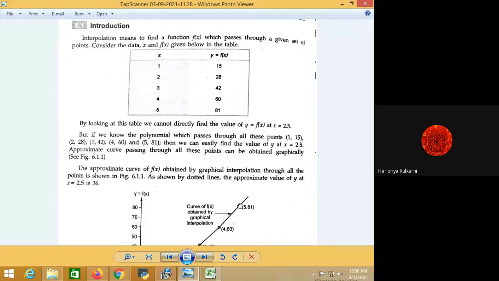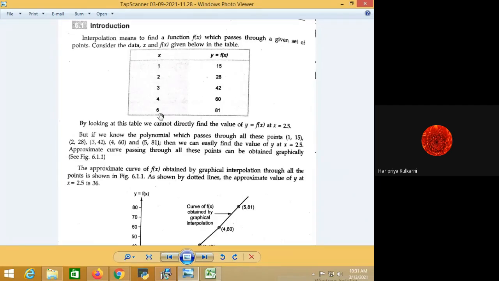If you observe these data points, the difference between x0, let us say 1 is x0, 2 is x1, then x0, x1, x2, x3, x4. You can observe the difference is equal. Okay, 2 minus 1 is 1, 3 minus 2 is 1, 4 minus 3 is 1. So this is equal step size, you can say. When the step size is equal, we can go for Newton's forward or Newton's backward difference interpolation.